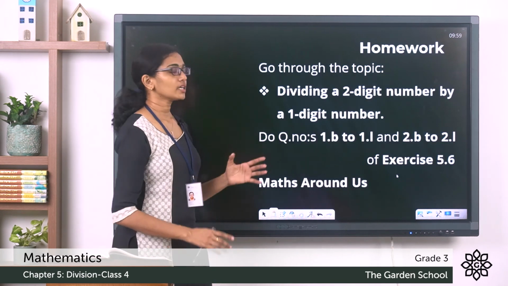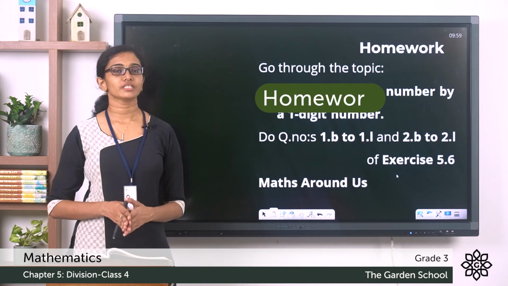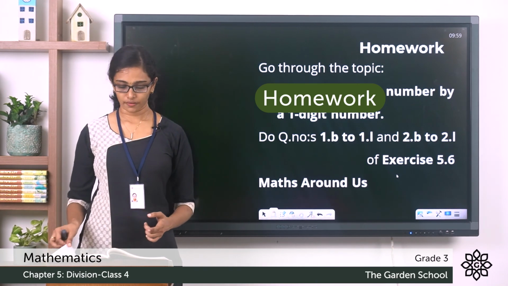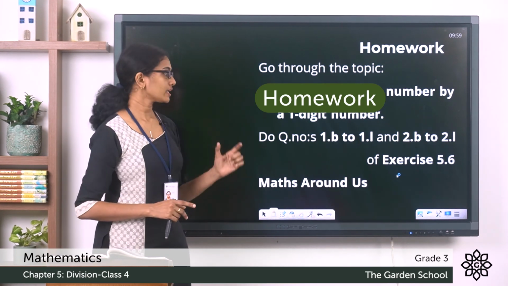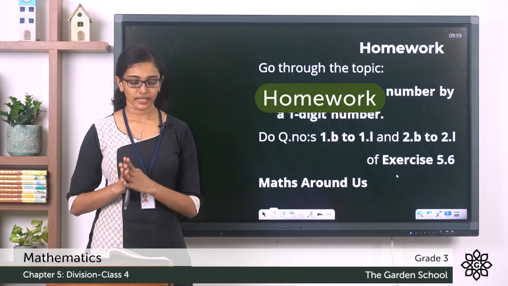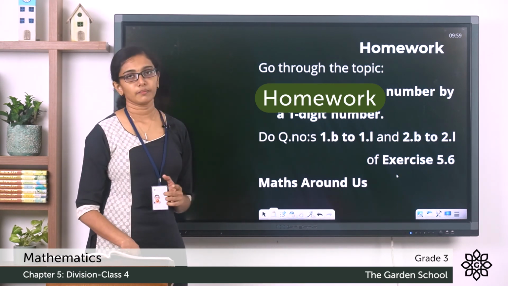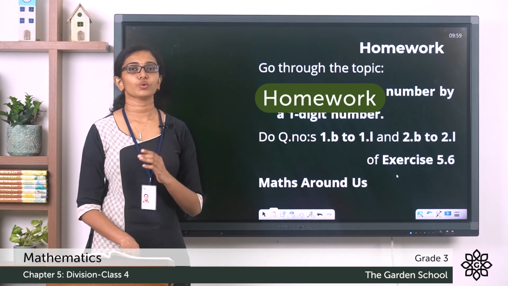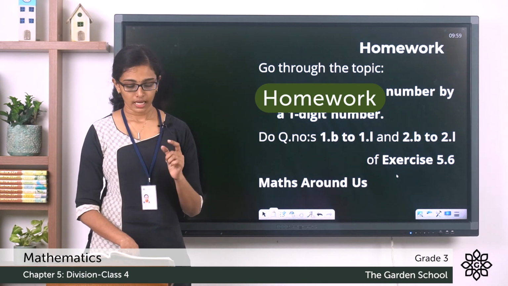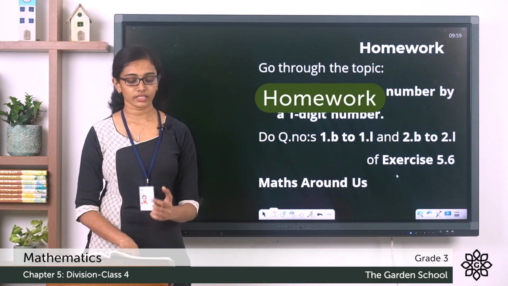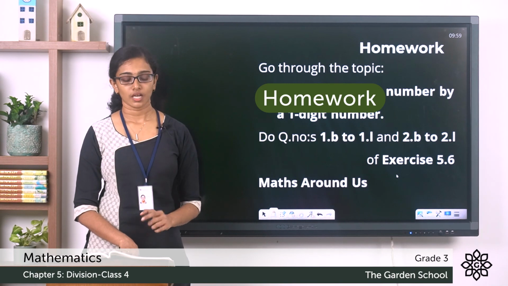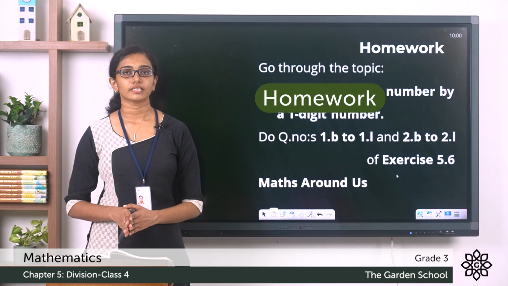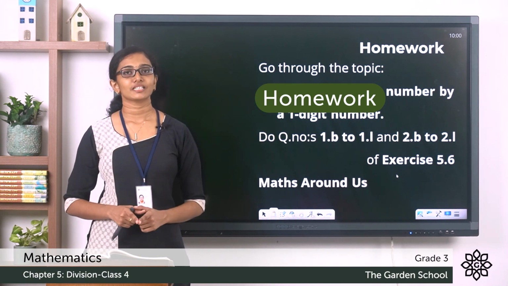Now you can go through the topic dividing a 2-digit number by a 1-digit number on page number 72 and 73 of your textbook. Once you are done with that, please move on to the exercise 5.6 and complete questions 1b to 1l and 2b to 2l in your notebook. And also right below that exercise you can see the heading Maths Around Us. Please go through that as well and do accordingly. And once you are done with the activities, please do take a picture and send us through Teams.